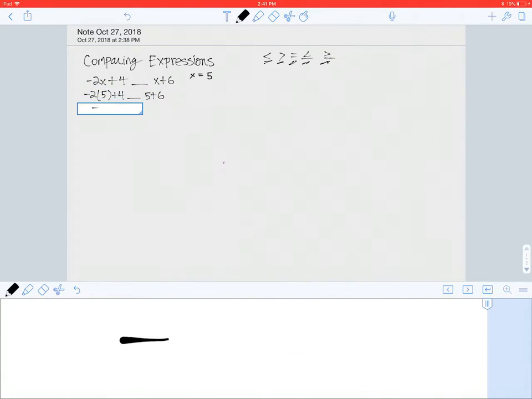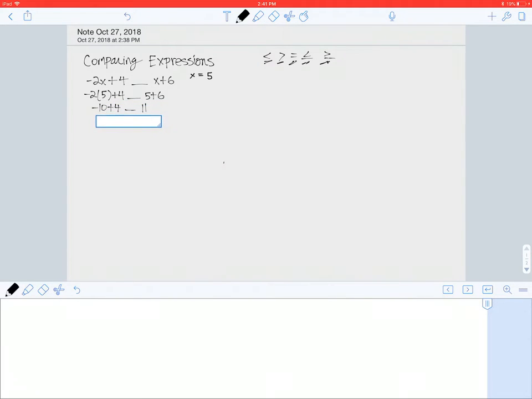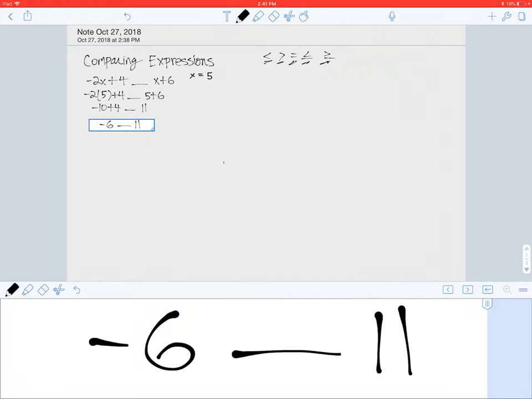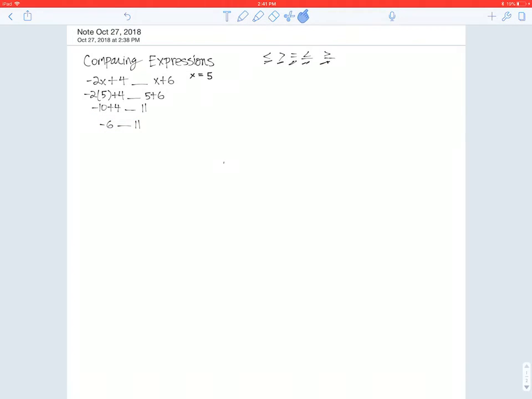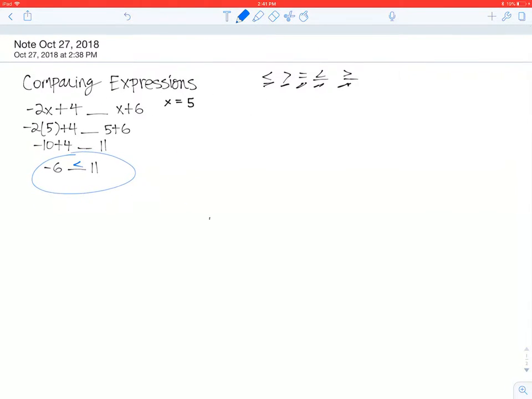So negative 2 times 5 is negative 10, plus 4 is negative 6. Then 5 plus 6 is 11. So based off of that, you should know that negative 6 is less than 11. And this will be your answer.